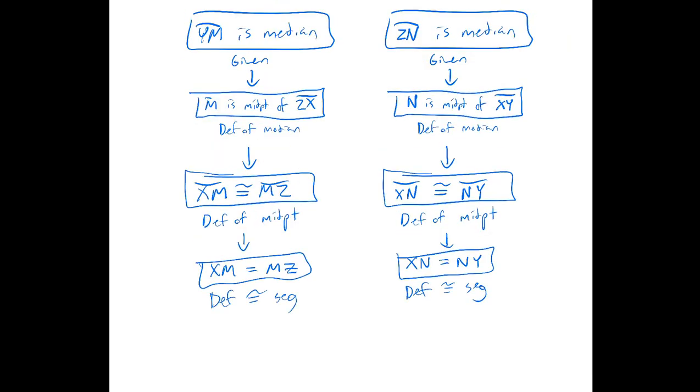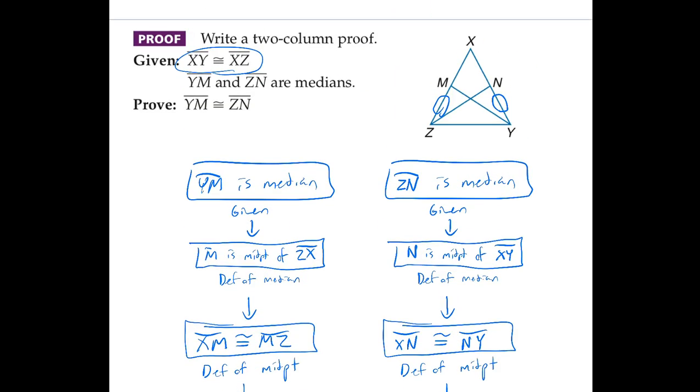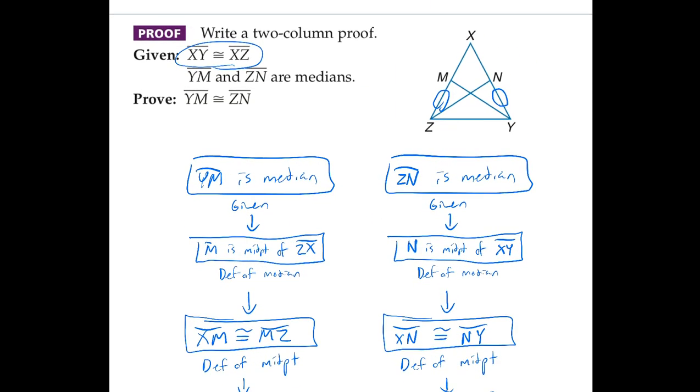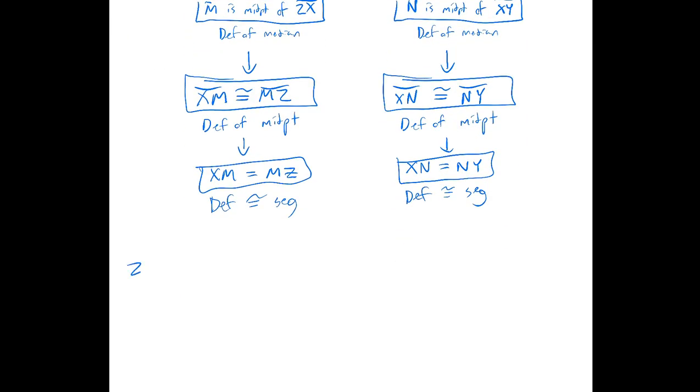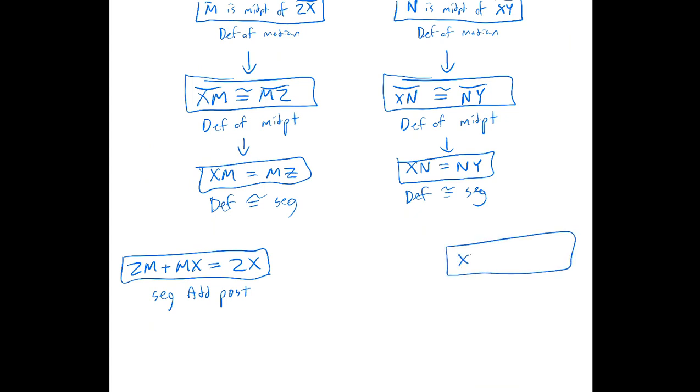So first, let's say that since they're between, we're going to go ZM and MX. So ZM plus MX is equal to the whole ZX. That's the segment addition postulate. And then over here, we're going to do the same thing. We're going to say, oh yeah, and by the way, XN plus NY is equal to the whole XY. That's segment addition postulate.